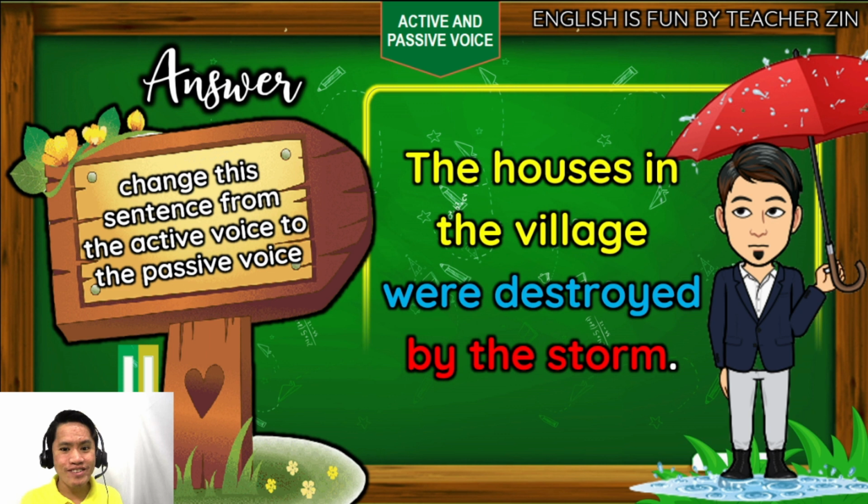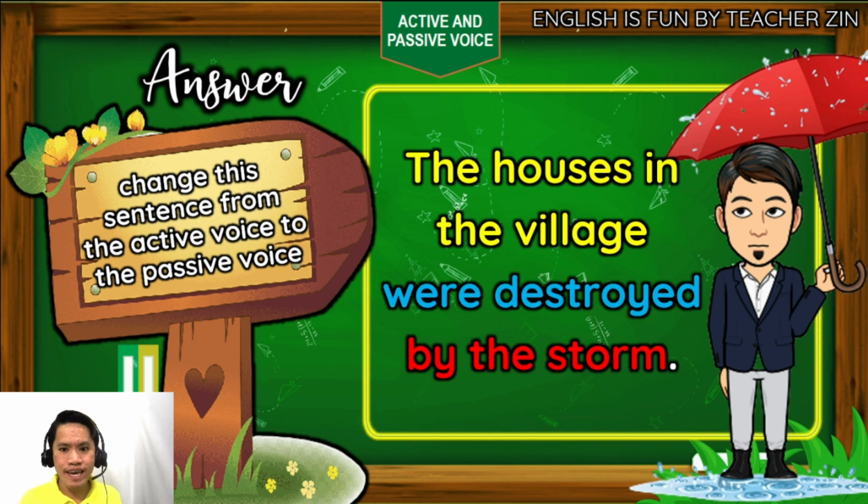Right, let's see if your answer is correct, because for this one, we changed this into passive voice, and the correct answer is the houses in the village were destroyed by the storm, wherein the object here is given more emphasis. That indicates that this object here is the passive subject of the sentence, and then of course with the complete verb and also the subject or the one being talked about, which is the storm.